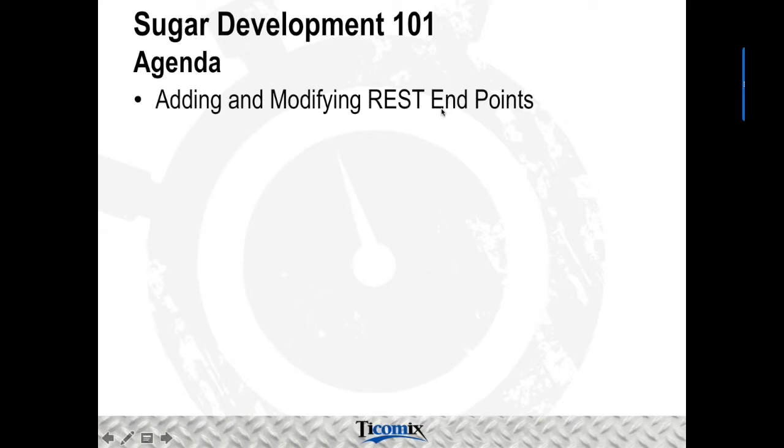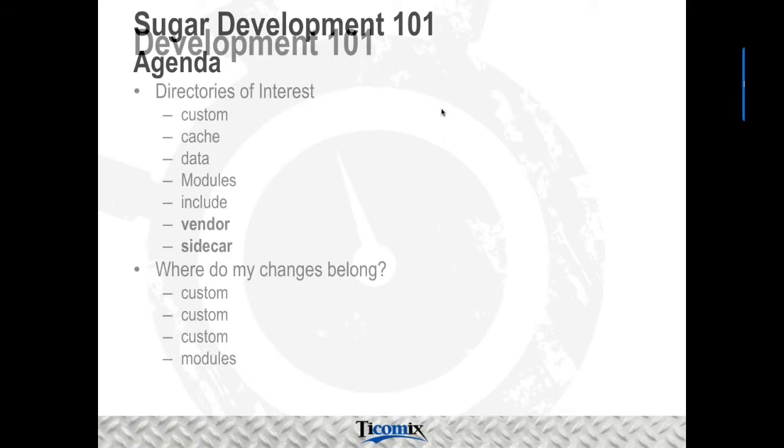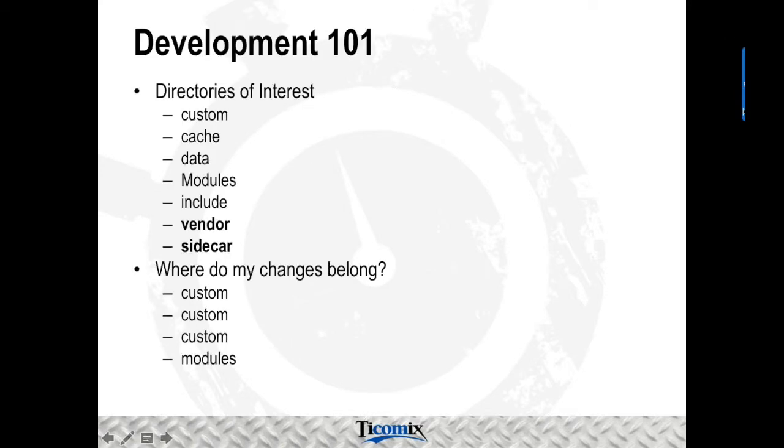Okay, so where do we do our development in Sugar? We do all of our work in the custom directory. After we build our customizations and we do a quick repair and rebuild, the items end up back in the cache directory. The cache directory is a compiled version of all the things that came from all of our extensions and all of our modules, and they end up in the cache directory.